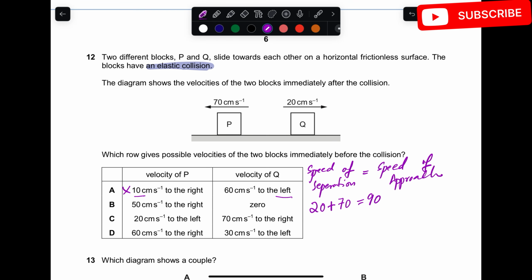50 and 0, it will give us 50, that is not true. 20, 70, I said this is to the left and this is to the right. P is moving left, Q is moving right. No, they are again moving away, so they will not collide, so this is also not correct. P is moving right and this is moving left. Yes, then they couldn't collide. Okay, so they have to collide now. So in option C, they are not going to collide if they move in these directions, so it's option D that is correct. And it's giving us 60 plus 30 is 90, so this is okay.